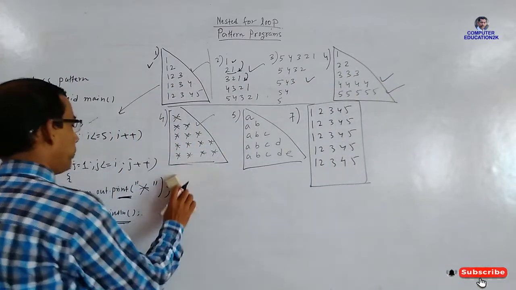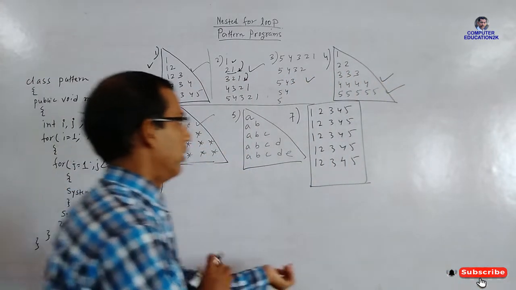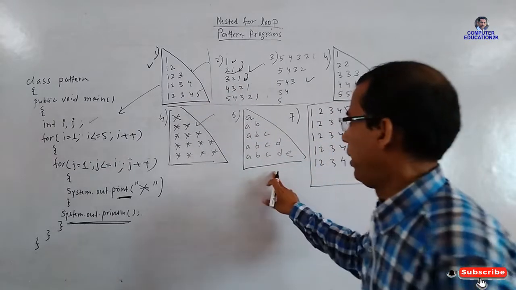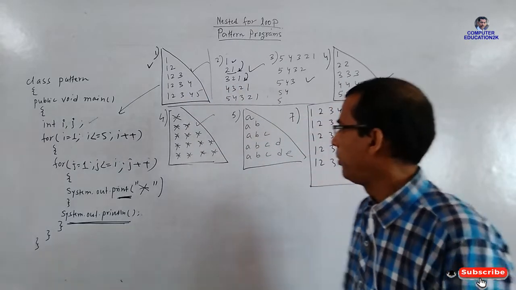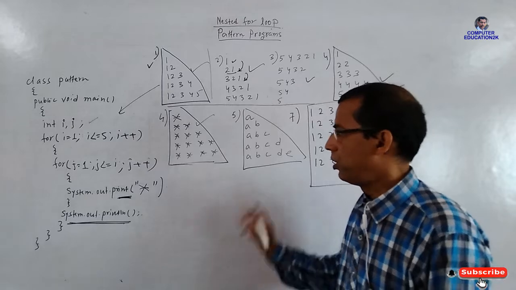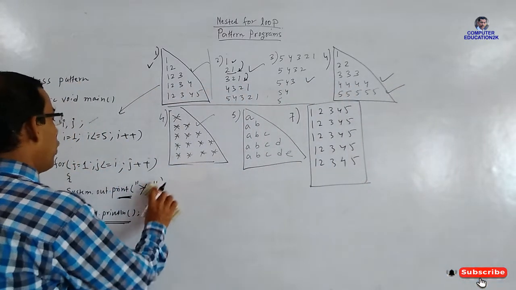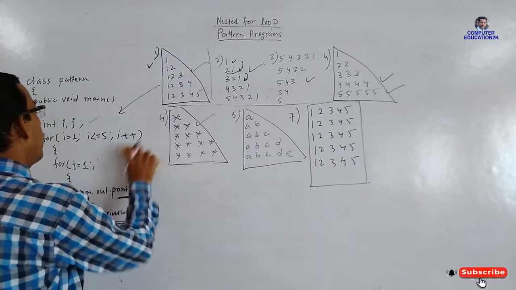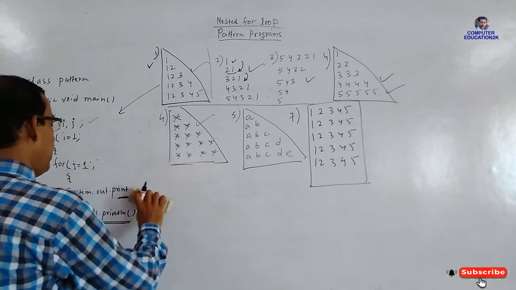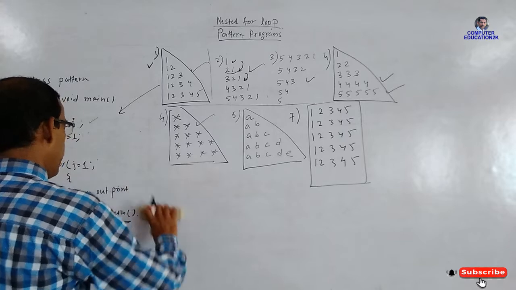Now the next program. This one: A, B, A, B, C, A, B, C, D, A, B, C, D, E. Now, to do this program, you should know the ASCII value.